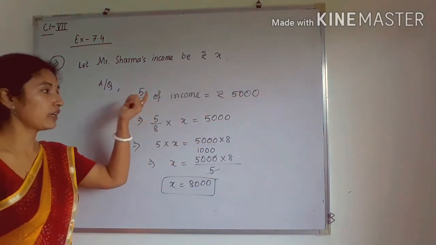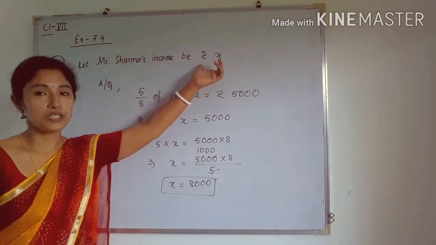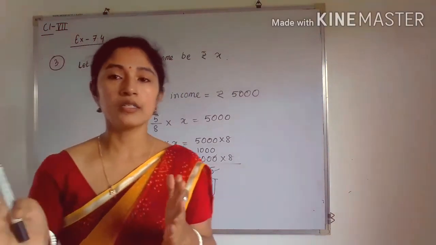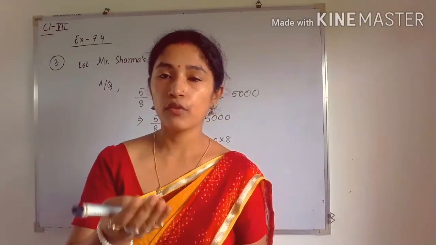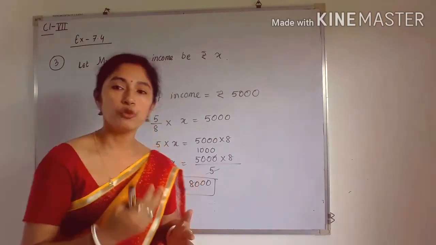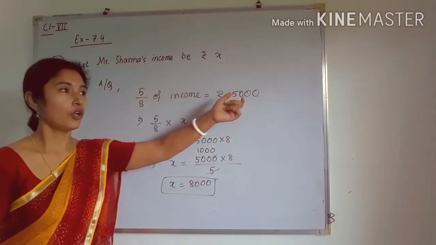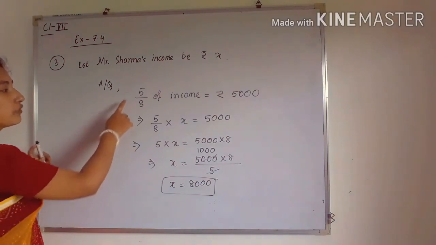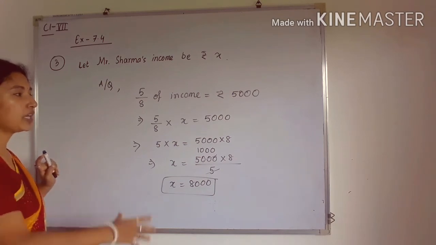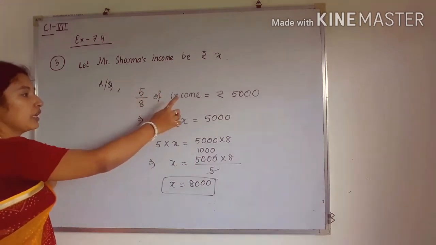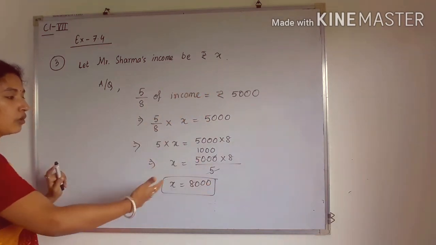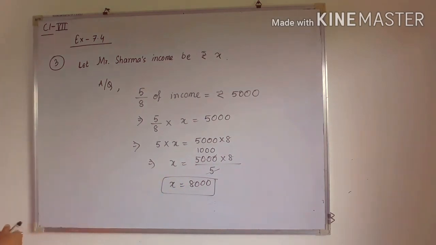Yes, we have to divide the income, rupees X. We don't know the income. So we will divide that income into 8 equal parts, and we will take 5 out of it. The amount he spent on food will be equal to 5,000. According to the condition, we can write 5/8 of income is equal to rupees 5,000. He is spending this fraction of income on food, and that is equal to 5,000. So you can easily solve this equation. By solving you will get 8,000.